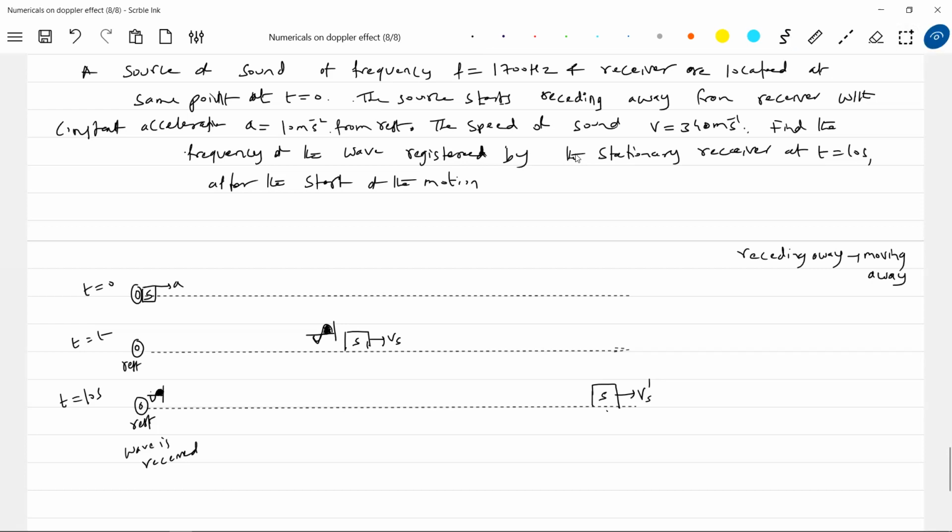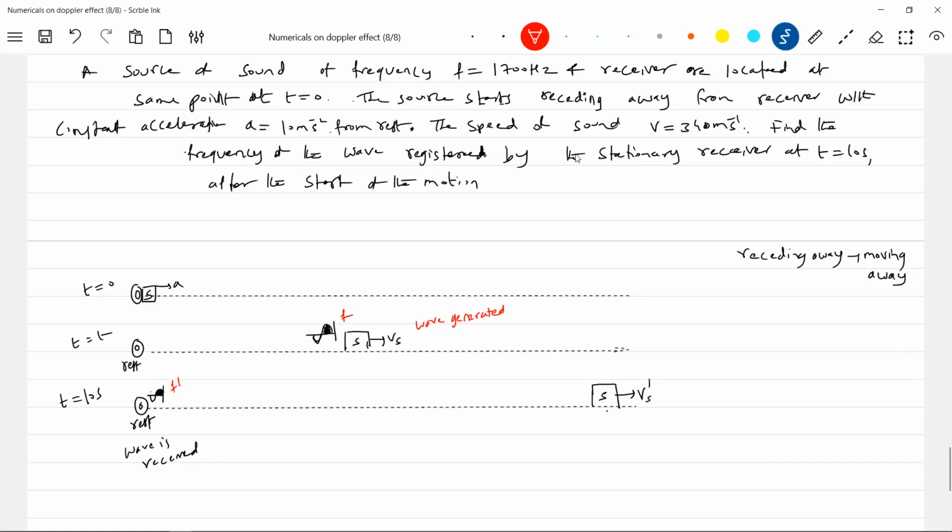The source will continuously generate waves. Now he's asking to find the frequency of the wave registered by the stationary receiver at t equal to 10 seconds. So what is the frequency of the wave received at 10 seconds? Apparent frequency is being asked. It will be generated with frequency f, and by the time it is received it will be f dash, because of the relative motion. At 10 seconds, if I hear sound, it means somewhere between 0 and 10 seconds the wave would have been generated.